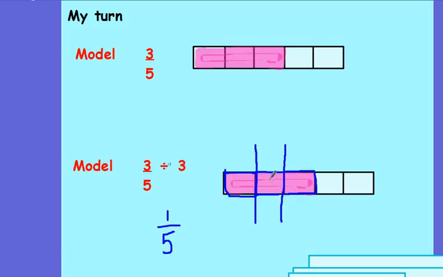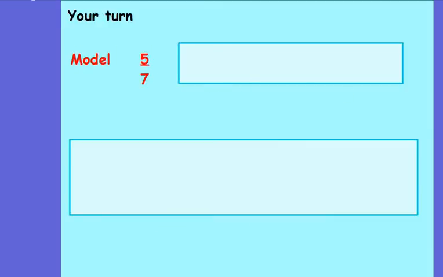Let's go through that again. I've got 3/5 that I've modelled. I've divided it by 3 by splitting it into 3 equal parts, my pink bit. Each of those pink bits is worth 1/5. Over to you, Year 7. In your light blue books, pause the video, model 5/7 for me.